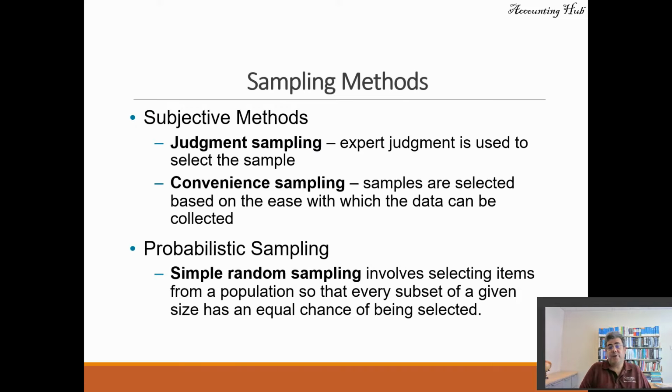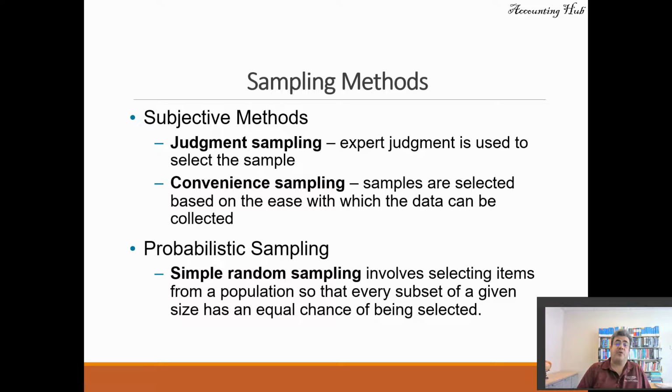So, sampling methods. Subjective methods: judgment sampling, where expert judgment is used to select the sample, no math here. Convenience samples are selected based on the ease with which the data can be collected. I don't have enough data, so I go with convenience sampling. That's sometimes what we do in academic research. Or what we will be working with today, probabilistic sampling.